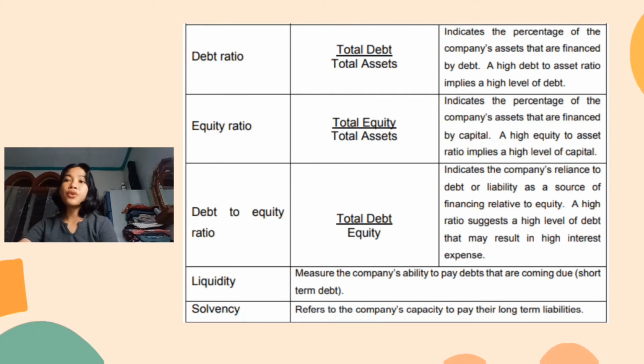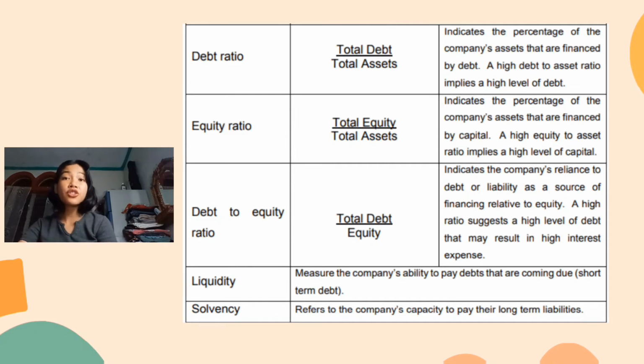Next is the debt to equity ratio. So we can get this by dividing the total debt by equity. Debt to equity ratio indicates the company's reliance on debt or liability as a source of financing relative to equity. So a high ratio suggests a high level of debt that may result in high interest expense. Debt to equity ratio also compares a company's total liabilities to its shareholder equity and can be used to evaluate how much leverage a company is using.